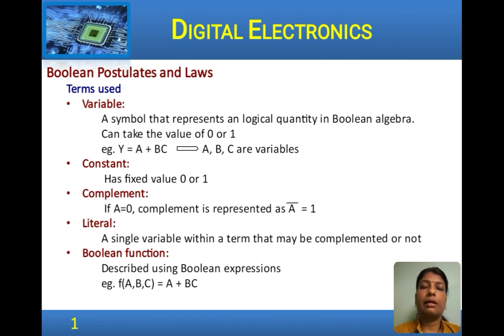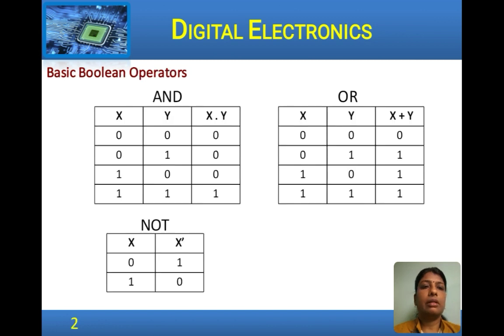And a literal: a single variable within a term that may or may not be complemented is called a literal. And Boolean functions are described using Boolean expressions. An example is f(a, b, c) = a + bc, where a, b, c are the variables. The three basic Boolean operators are AND, OR and NOT. So let us look into these operations.